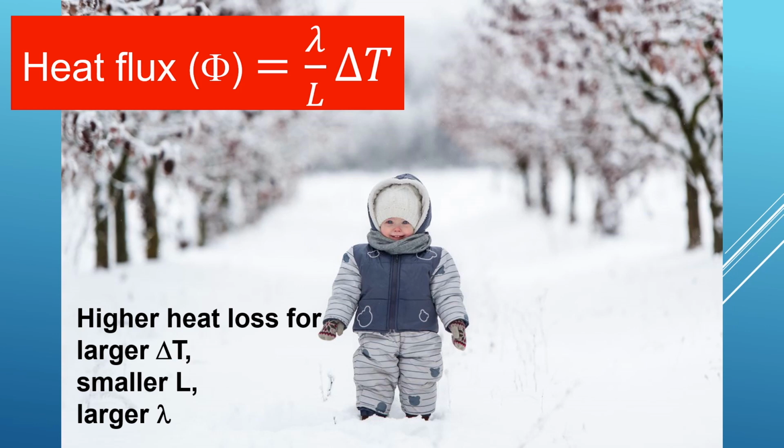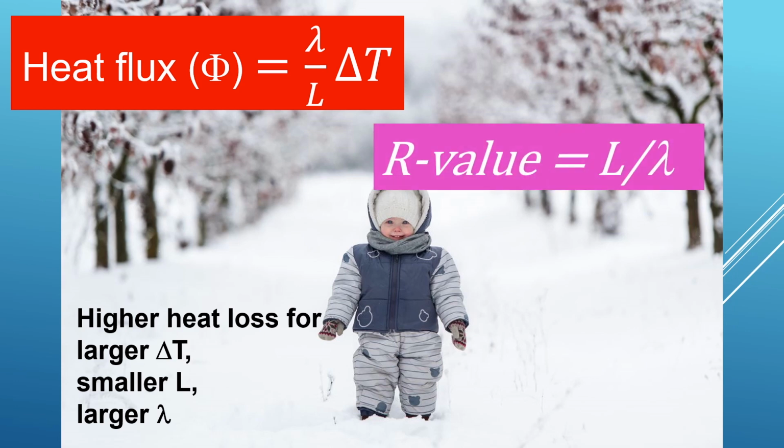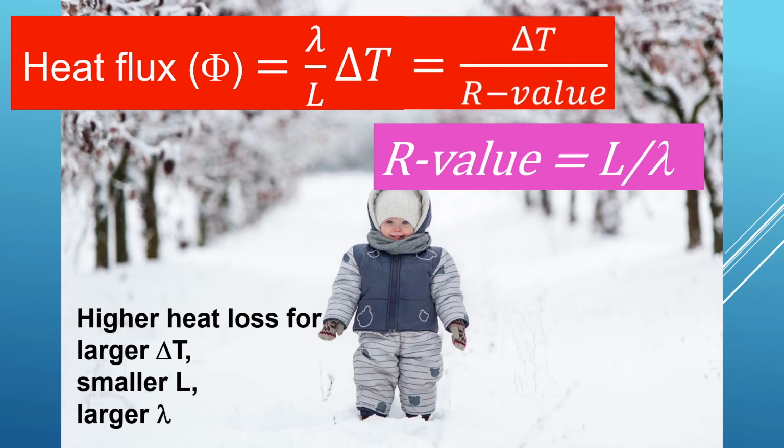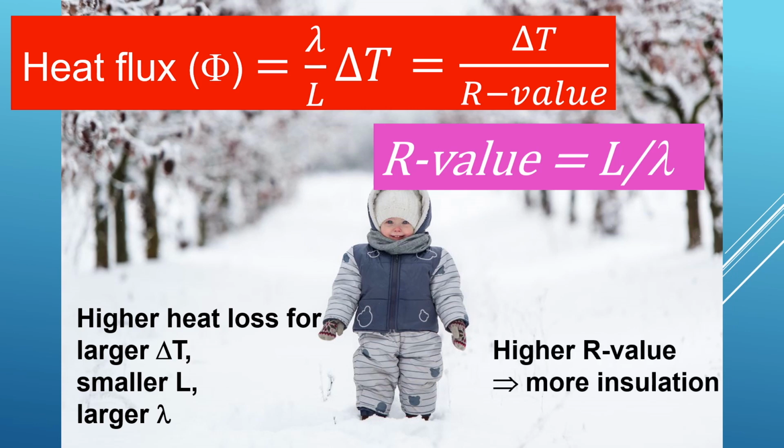Very often, people define a term called R value to combine the two material parameters together, where R value is the length divided by thermal conductivity. So the equation for heat conduction per unit area is given by this. The larger the R value, the more insulating the material is, and the smaller is the heat loss. So you may ask, when is R value used?